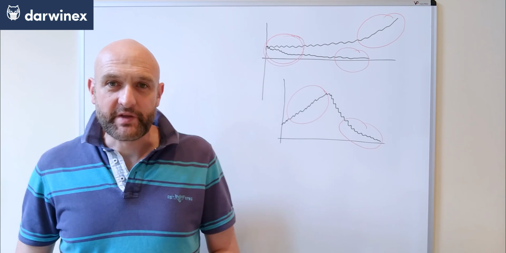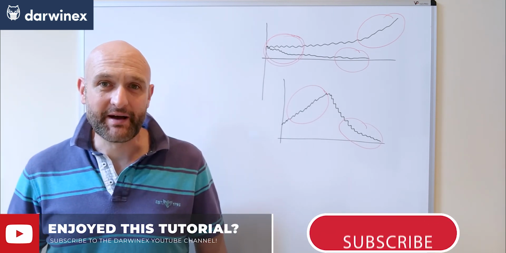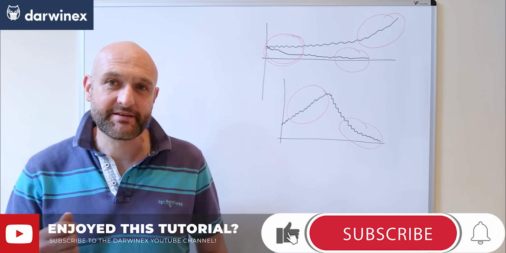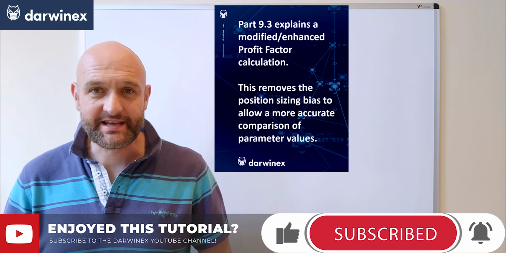But the good news is that we can get over this issue and remove the bias relatively easily by normalizing the contributing values. So click here to go to part 9.3 to see how this is done.